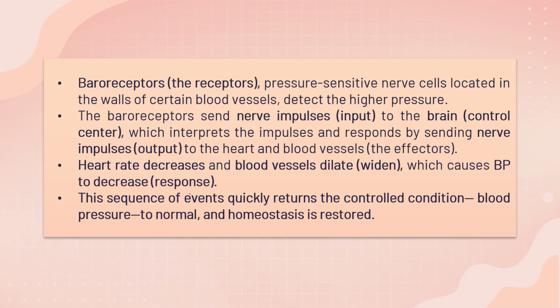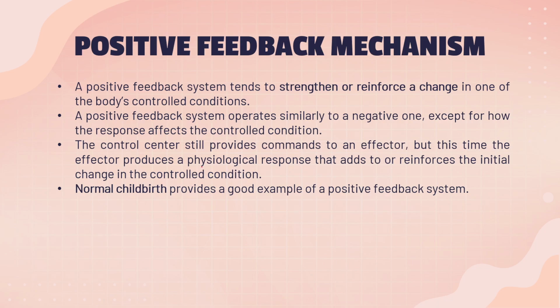Positive is opposite to the negative feedback mechanism. In the negative feedback mechanism, it reduces the stimulus. In the positive feedback mechanism, it will increase the stimulus. Okay, it will strengthen or reinforce a change. It will increase the change in one of the body's controlled conditions. Okay, an example of the positive feedback system is normal childbirth. An example of a positive feedback mechanism is normal childbirth.